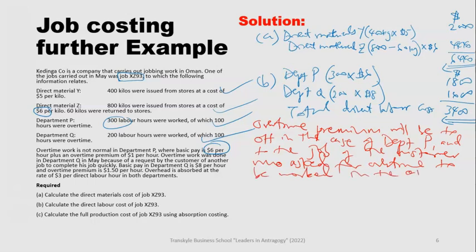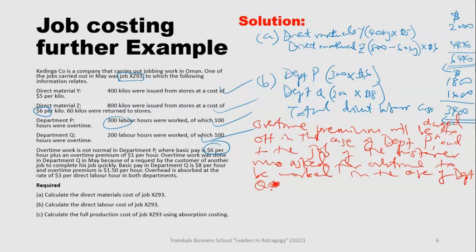In the case of department Q, if the customer insisted that, hey guys, I want you to work overtime, that one is not going to be considered an indirect cost, but it is going to be part of the direct cost for that particular job as part of the direct labor. Alright, so in this case, overtime premium will be charged to overhead in the case of department P.